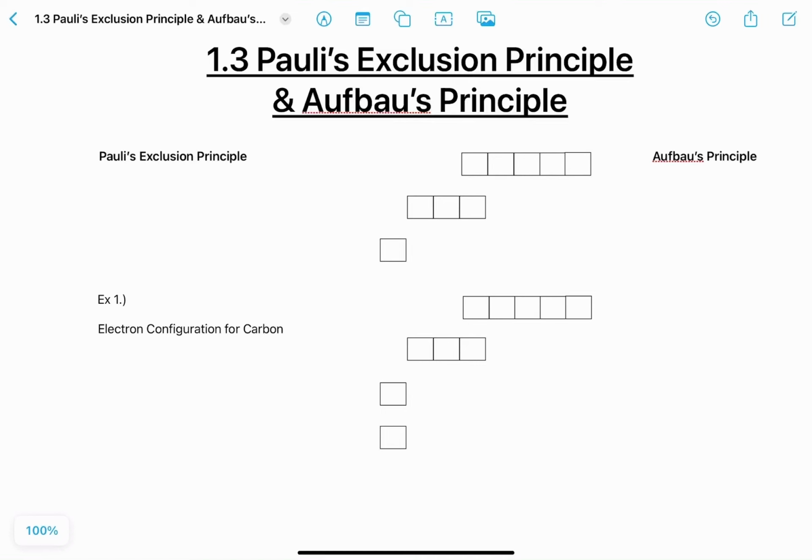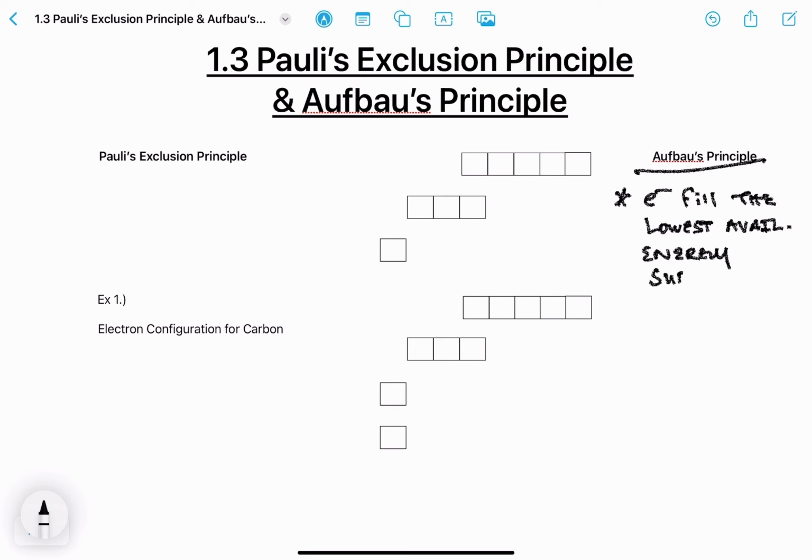In this lesson, we're going to talk about Pauli's exclusion principle and Aufbau's principle. So Aufbau's principle states that the electrons fill the lowest available energy subshell before higher energy subshells.